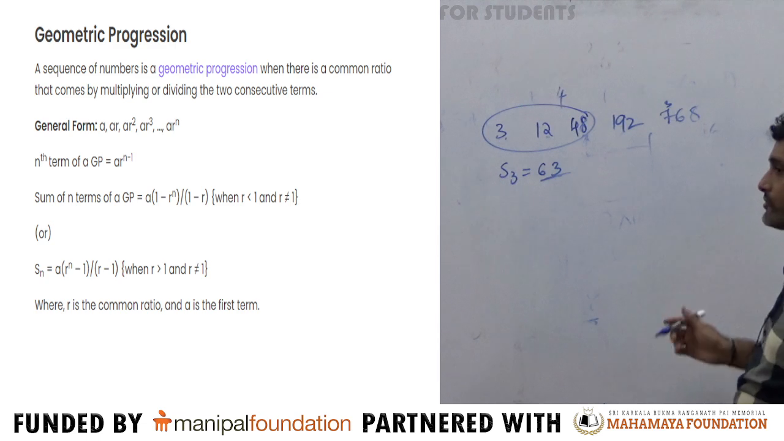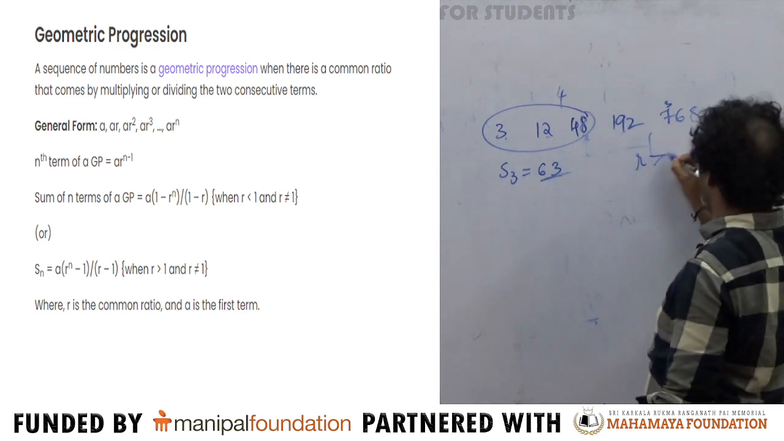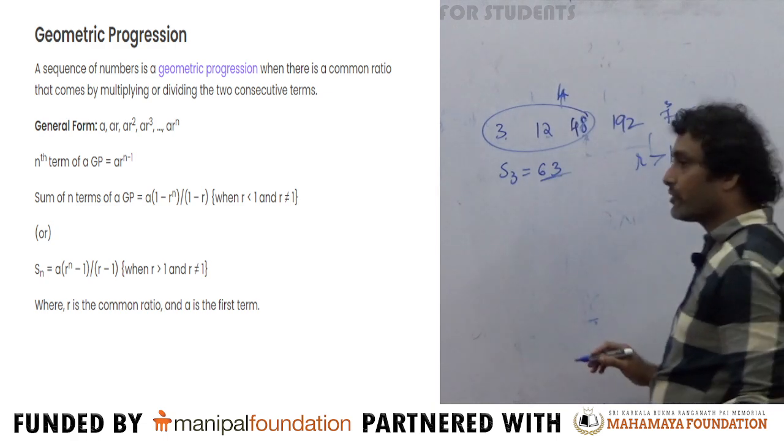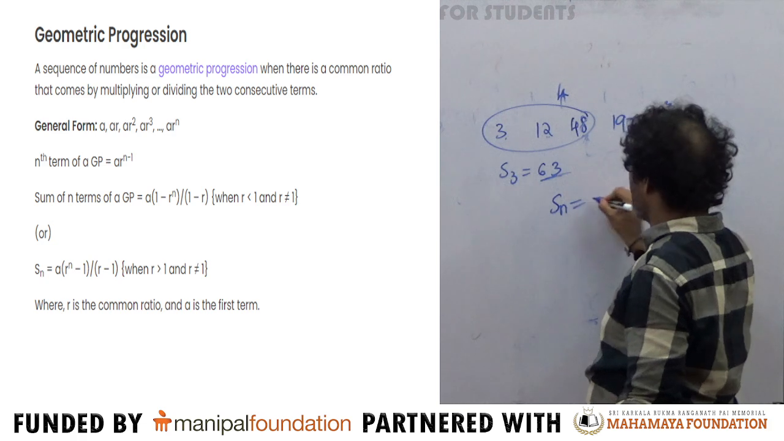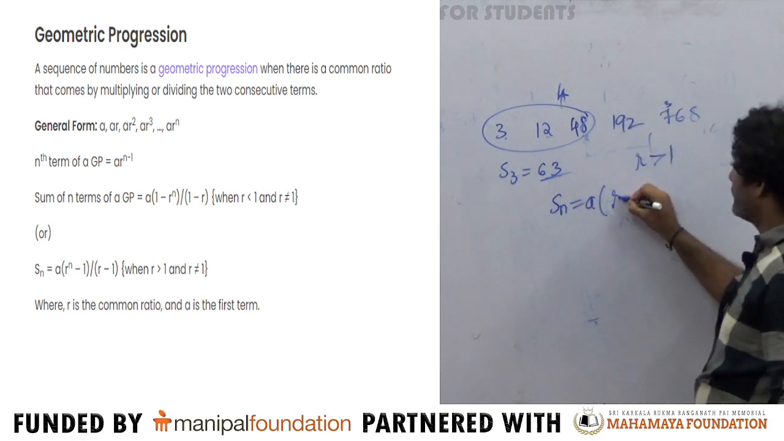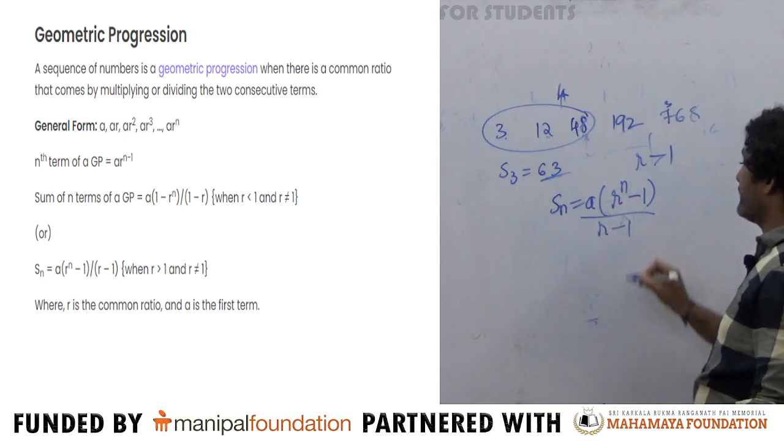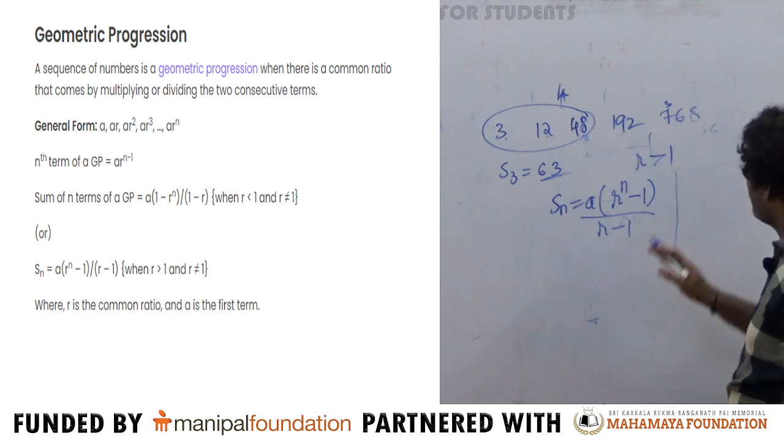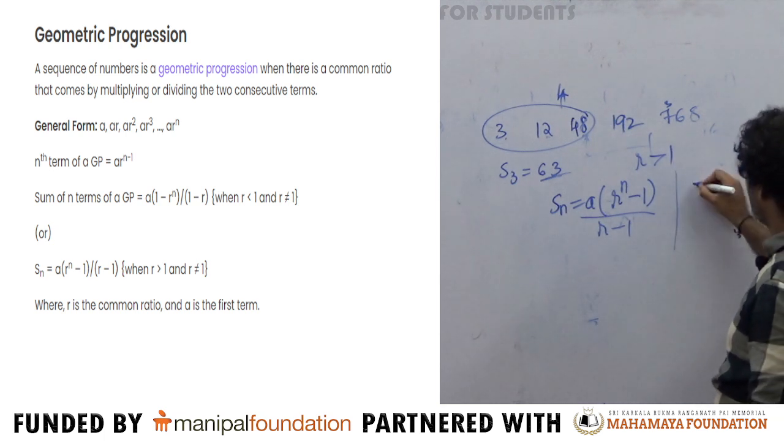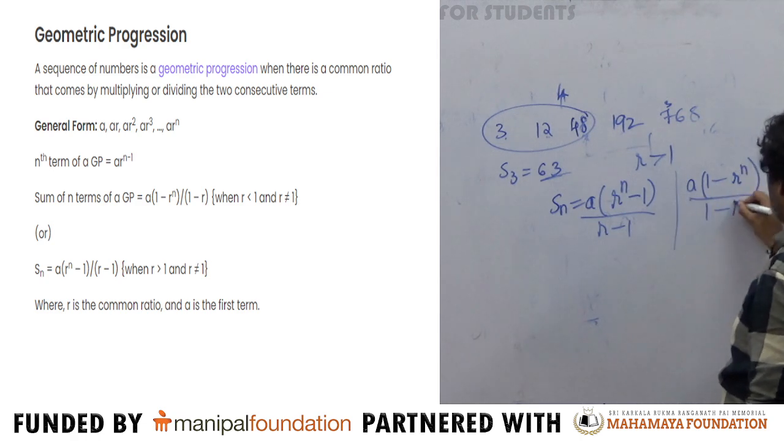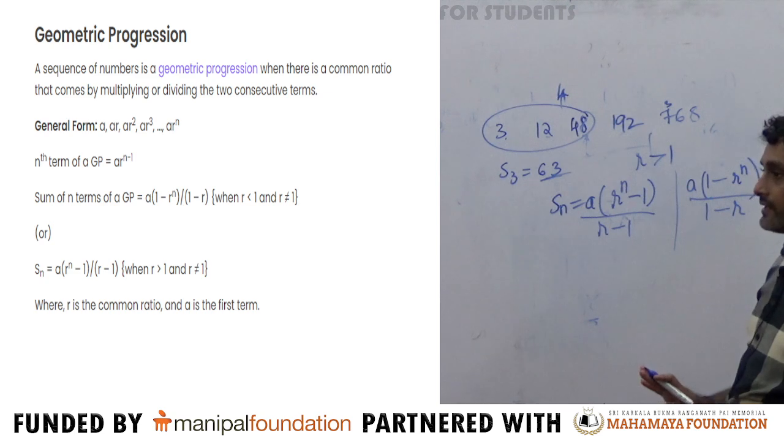Do you see that R is more than 1? R is 4, right? It's more than 1. So there's a formula: Sn equals A into R to the power n minus 1, divided by R minus 1. Whereas if R was less than 1, it would have been A into 1 minus R to the n, by 1 minus R. That's it. Is that okay?